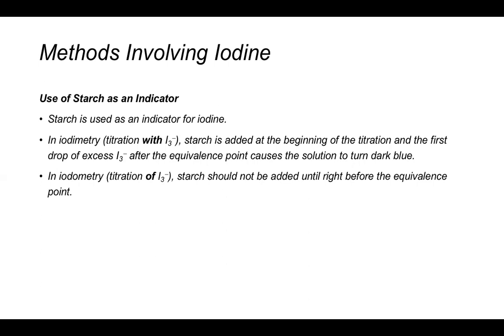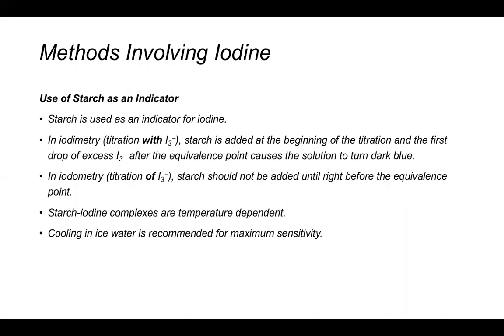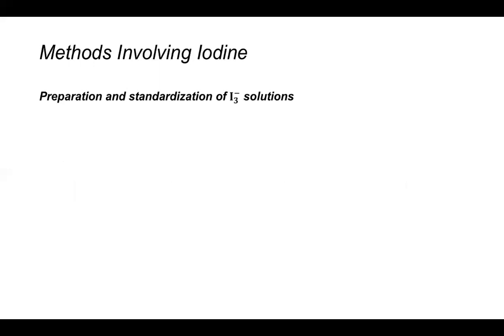In iodimetry titration of I3-, starch should not be added until right before the equivalence point, because otherwise the starch absorbs all of the I3-. Starch-iodine complexes are temperature dependent, so cooling in ice water is recommended for maximum sensitivity.